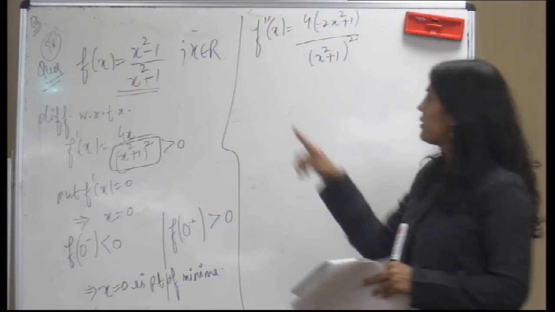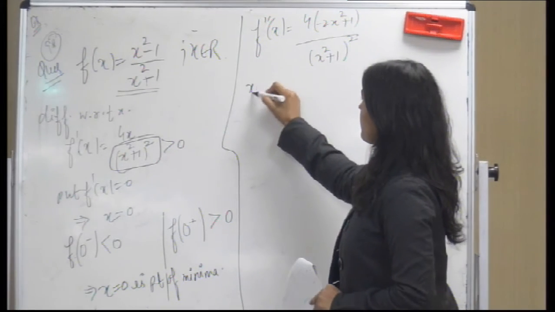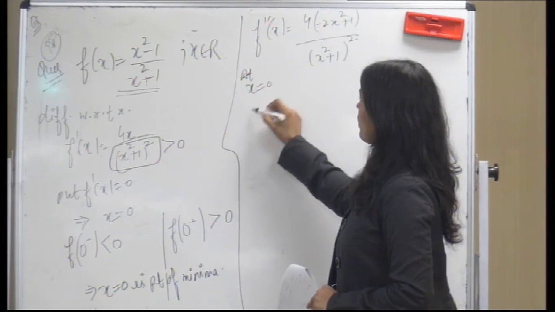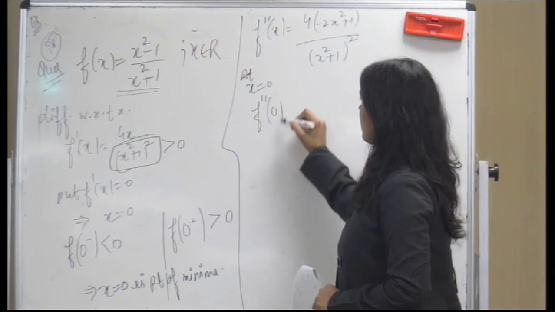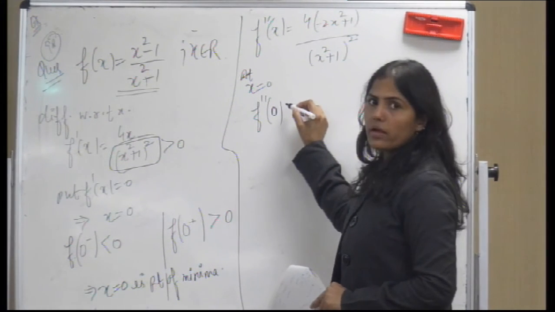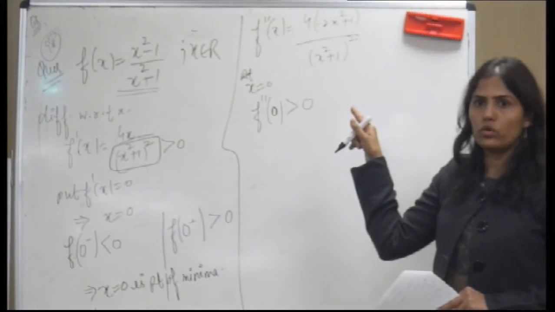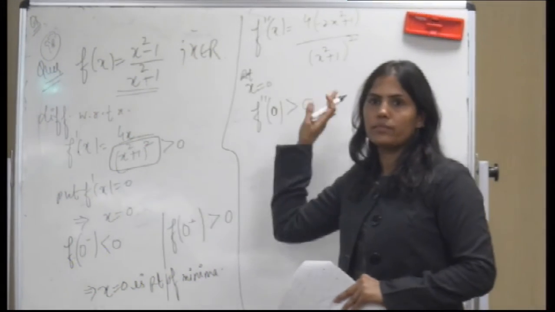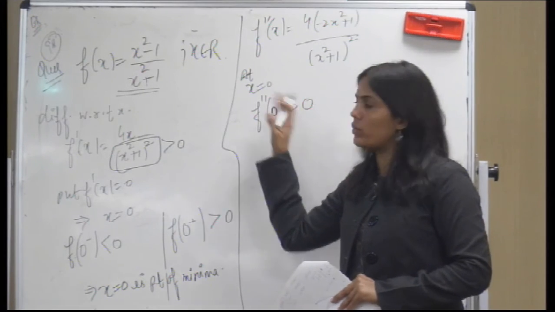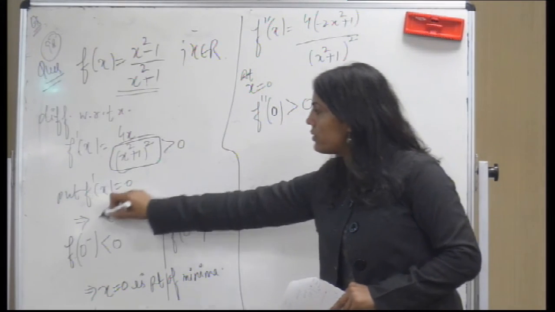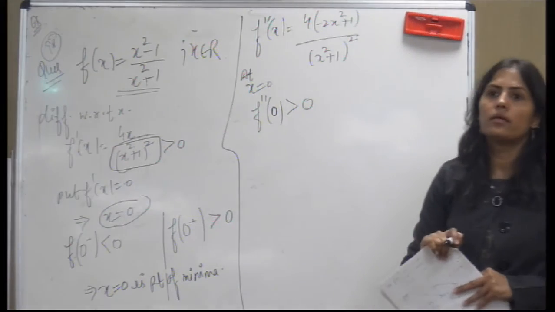This is the answer now. So what is the second derivative saying? At x equal to 0, f double dash 0 should be greater than 0 for a point of minima. This is greater than 0 at x equal to 0. So any of the methods you can apply to know the behavior at the critical point. Is it fine?